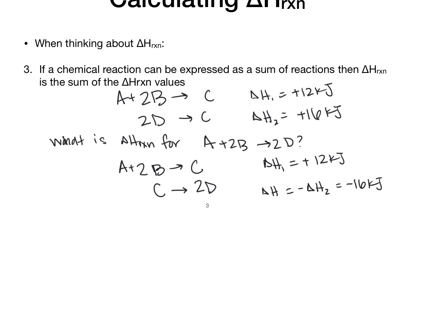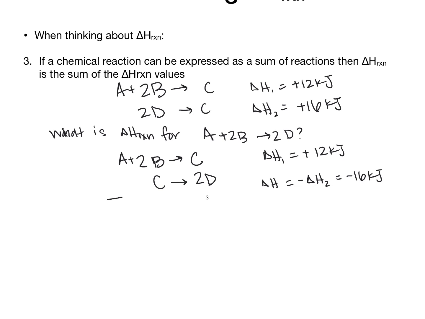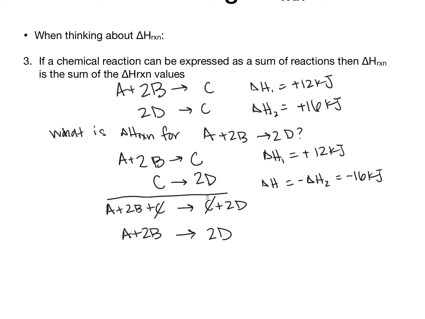I'm going to slide this up a little, give myself some room. So now we can sum these up where we have A plus 2B plus C gives us C plus 2D. So the C's cancel out, and we get A plus 2B goes to 2D. So in that case, we would just also sum up these values. So delta H of this unknown reaction is going to be negative 4 kilojoules. So Hess's law essentially states that we can calculate delta H from a variety of other reactions.